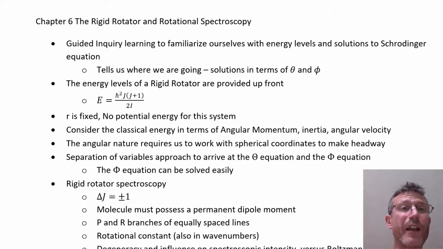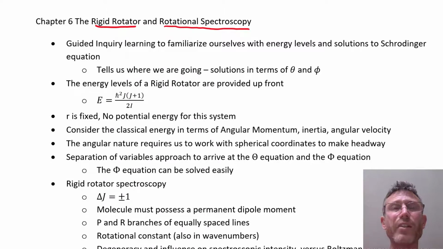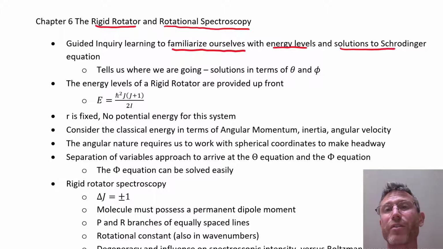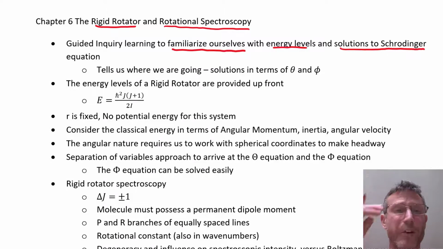So now we turn our attention to chapter 6, which was where the rigid rotator was introduced, and also the idea of rotational spectroscopy. We started at that point using this guided inquiry learning with the packets that I handed out, and that approach allowed us to familiarize ourselves, first of all, with the energy levels, and also the solutions to the Schrodinger equation that come in a lot later in the Macquarie textbook.